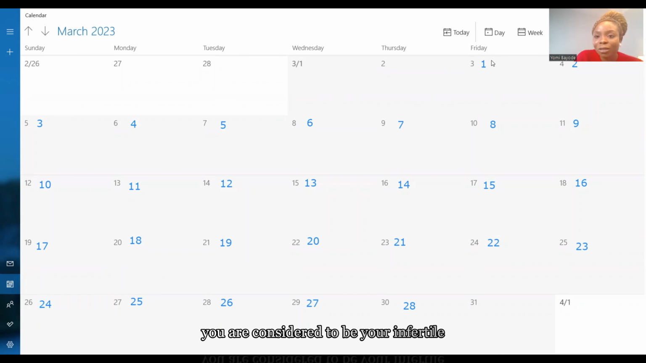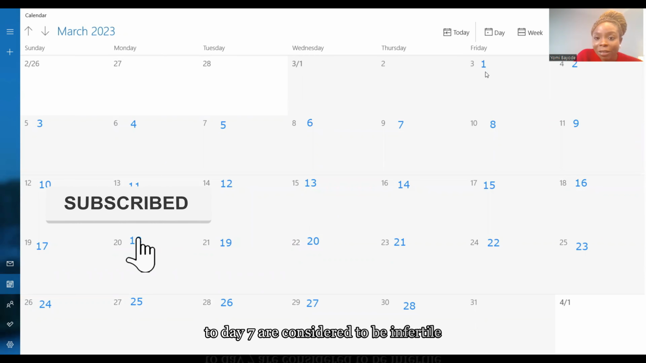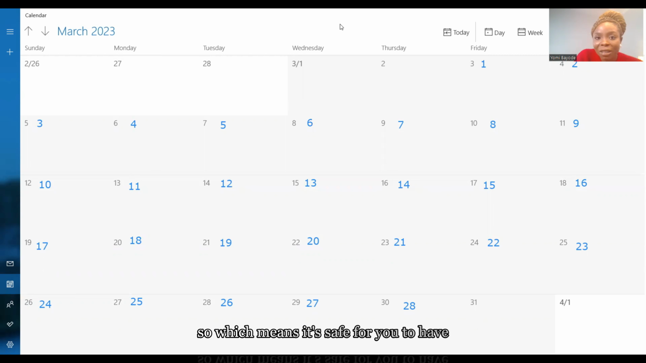Regardless of the day you start, if you start on the 28th of February, then 1, 2, 3, 4, 5, 6, 7, that's to the 6th of March, that's your safe period. But I'm just going to be using this calendar as an example, this particular month of March. So day 1 to day 7 are considered to be infertile, which means it's safe for you to have unprotected sex on day 1 to day 7 of your cycle.